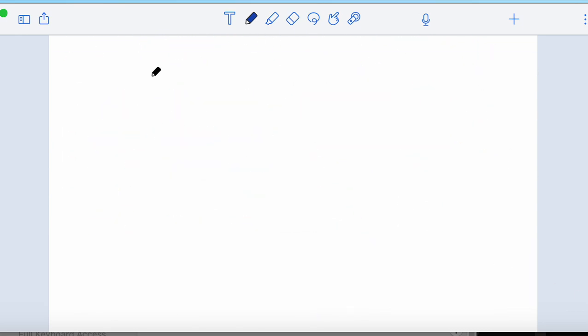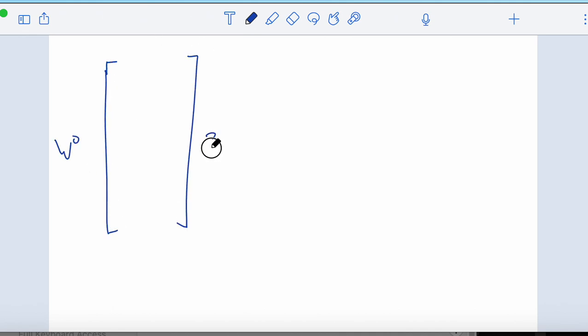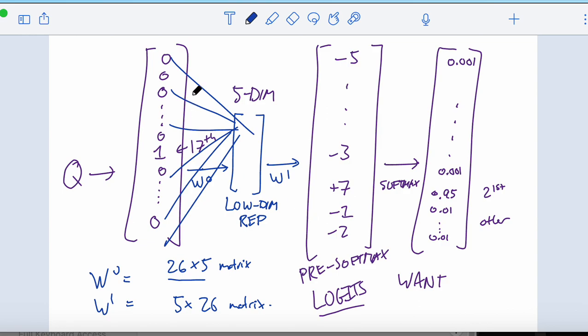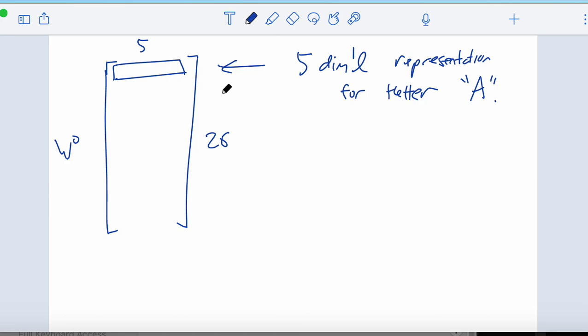Or, okay, more accurately, you have 26 by 5. So 26 rows. So here's W0, 26 rows by 5. And you can interpret each row of this as a vector of size 5 that is the representation of that letter. So for example, the vector in the first row will be a 5-dimensional representation for the letter A. And that makes sense because when you do a one-hot multiplication, when you multiply by a 1 and all zeros, then you're pulling out the first row of the matrix, right?